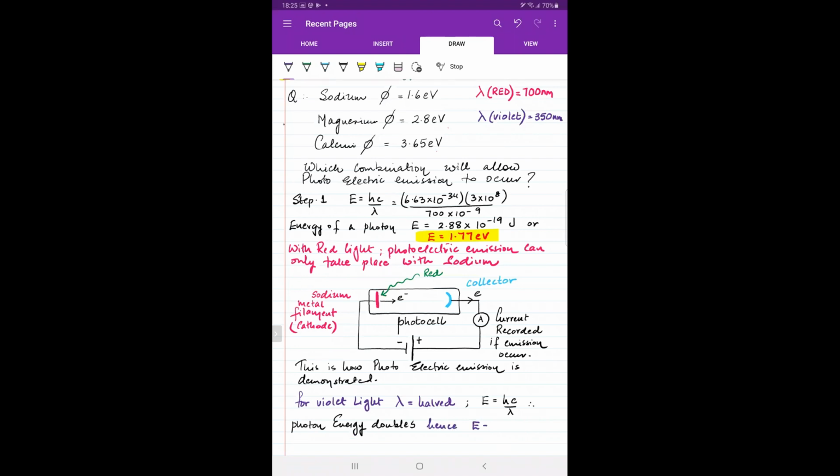डबल का मतलब है, यार 1.77 का जरा डबल करो प्लीज. या 3.54 if I am not wrong. इतनी हो जाएगी आई गेस.